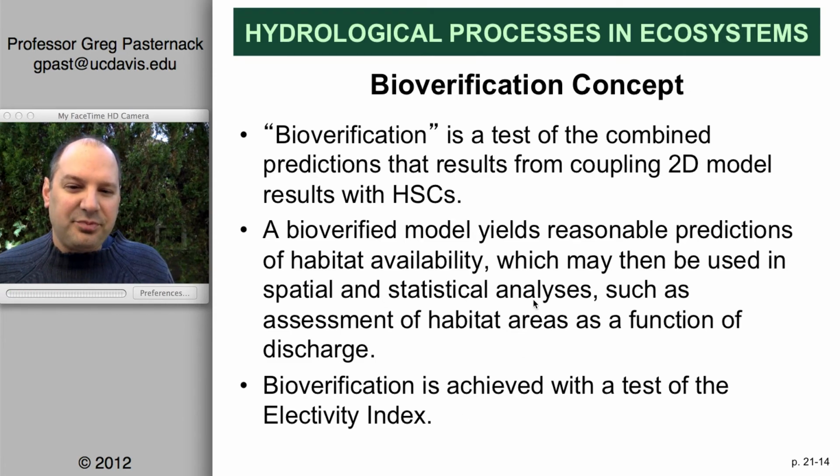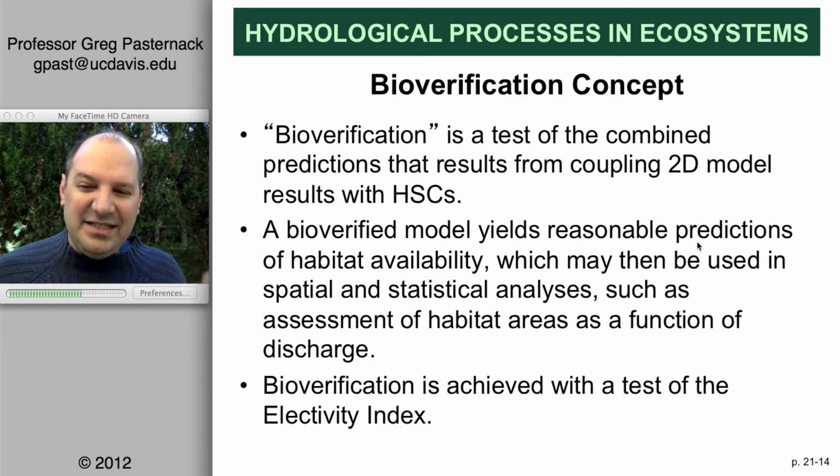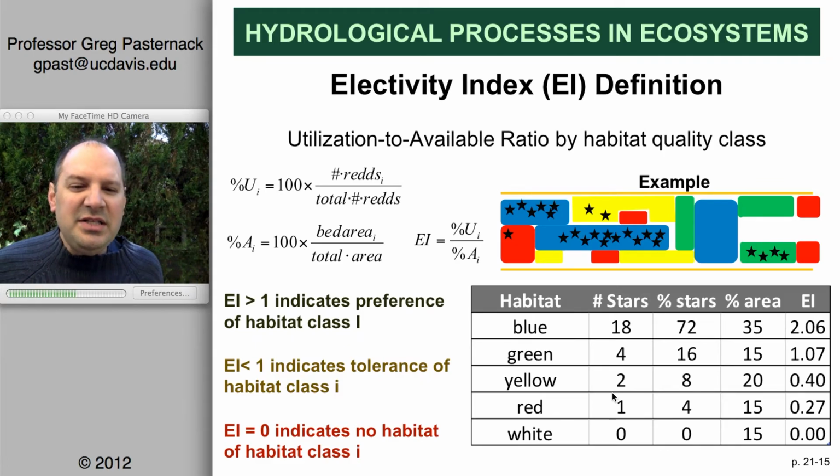So a bioverified model is one that is fairly risky. Like, we have to take chances, make predictions that are as specific as possible. How do we do that? We're going to use a metric that I'm going to call the electivity index. So what does this mean?